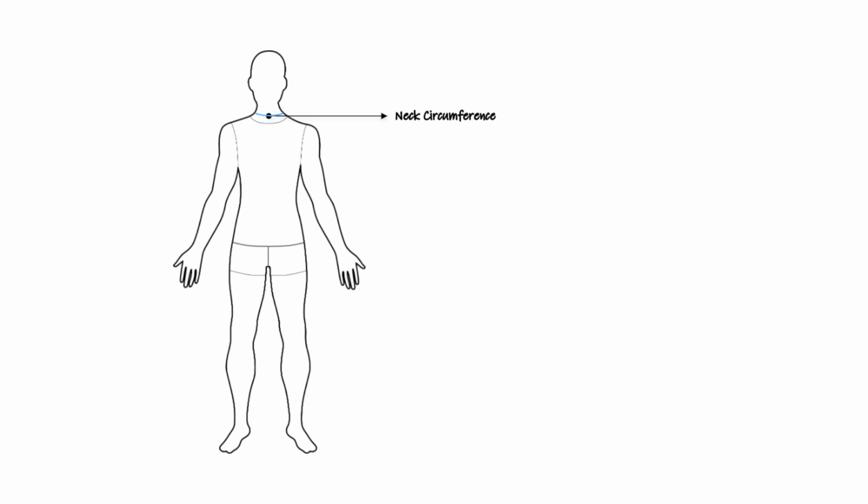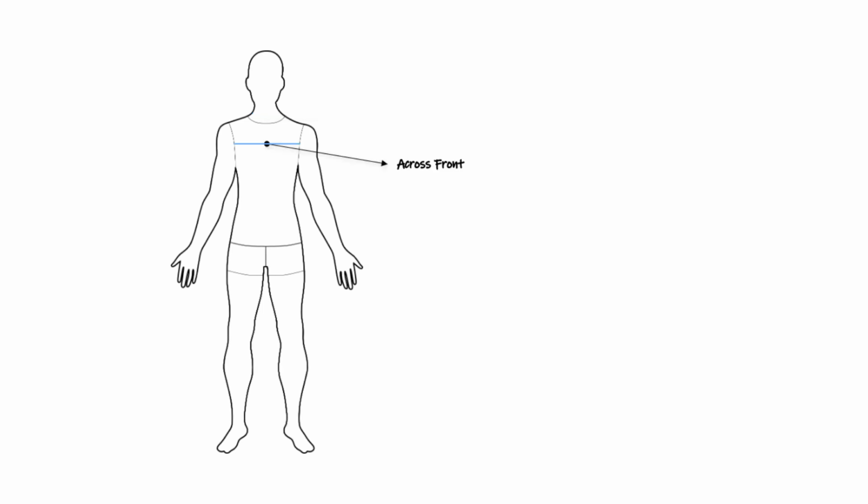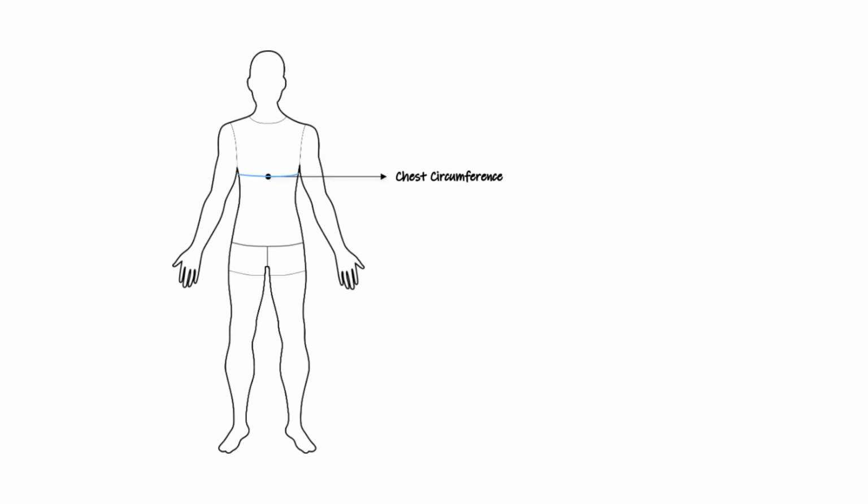Neck circumference, measure at the base of the neck. Across front, measure between the left and right front underarm point. Chest circumference, measure around the widest part of the chest. Waist circumference, measure around the smallest part of the torso at the same level as the elbows.